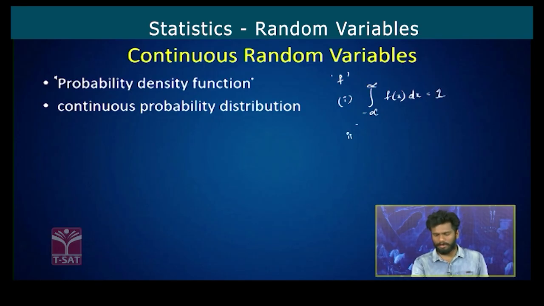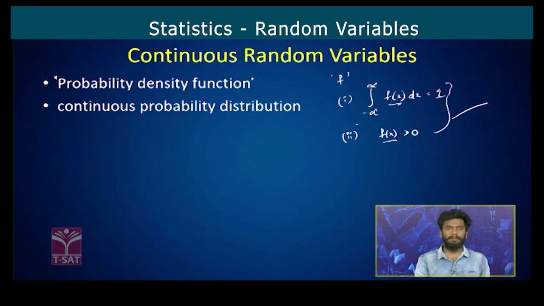And the second property is f of x must be always greater than or equal to 0. That is nothing but it must be a positive function. And integral over -infinity to +infinity f of x dx must be equal to 1. So when these two conditions are satisfied, then we can say that this f of x is nothing but the probability density function.